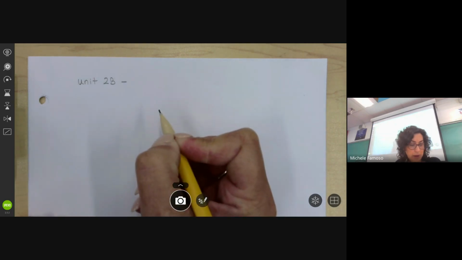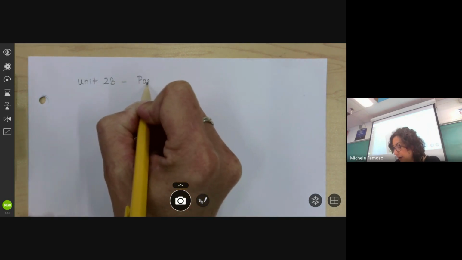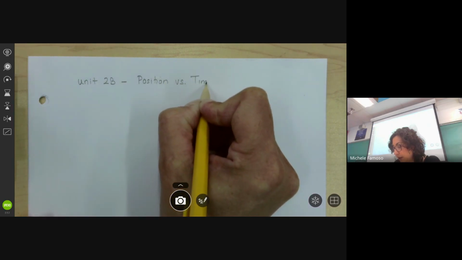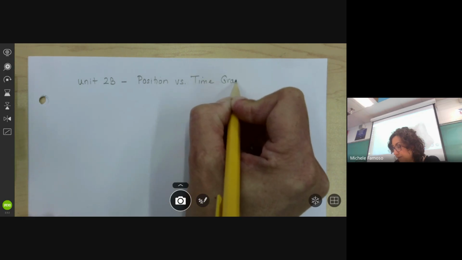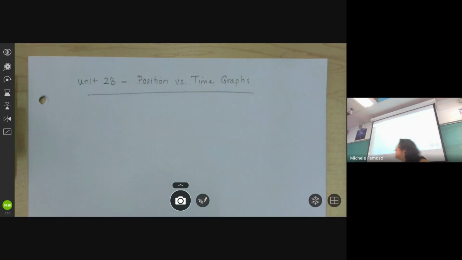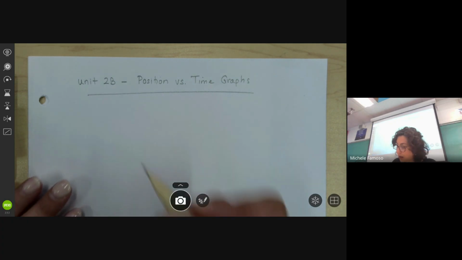Unit 2B is about the topic of position versus time graphs, which we just made in the lab. And this is why we're following it up. Now that we've seen it in the lab, we should be able to understand these notes a little bit better. We have some experience with objects where we created a position time graph.